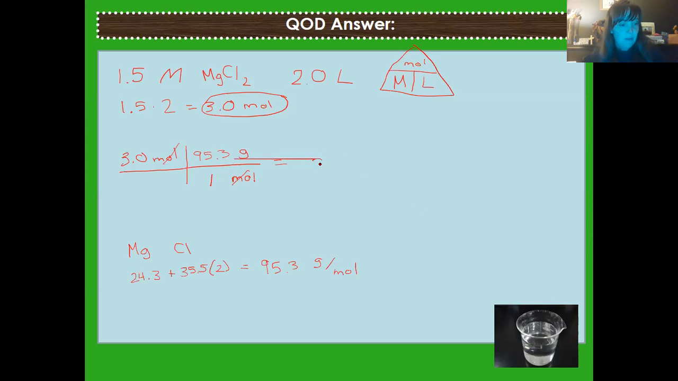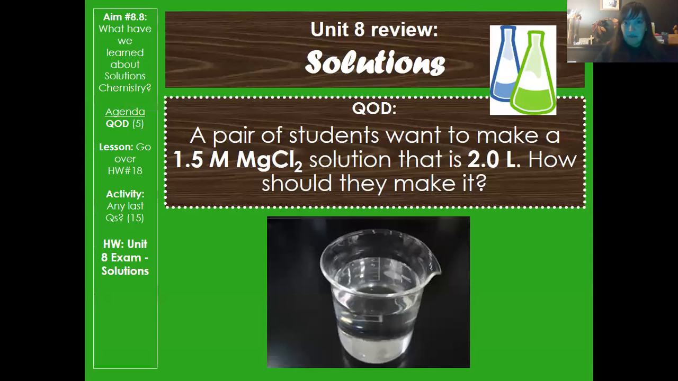It'll be 285.9. So it looks like we had 2 sig figs to begin with, so we'll call that 290. Oh wow, that's almost 1. We'll say 290 grams. So to make the solution, they'll just take 290 grams of magnesium chloride, put it in 2 liters of water, and boom, they've got themselves a 1.5 molar solution.